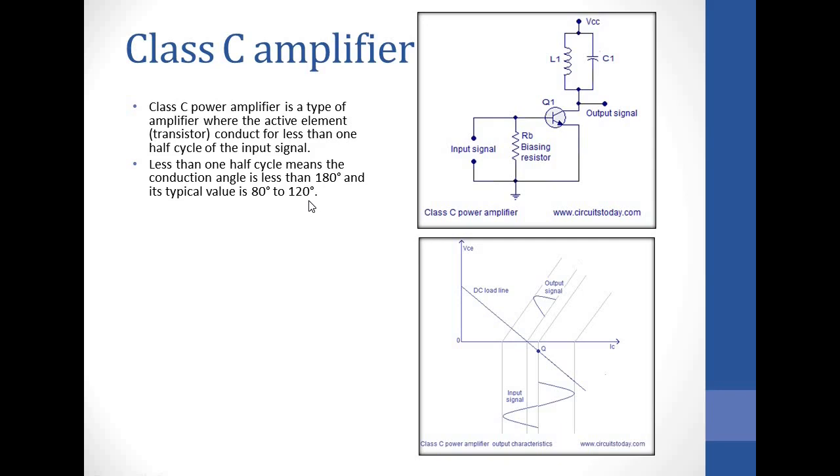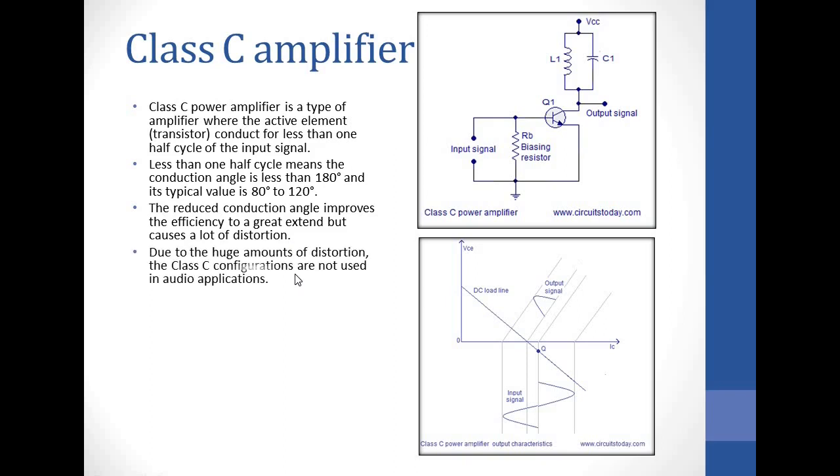Because of the amount of time that the transistor is off, it means that most of the time it's actually off. Hence, we've got low heat dissipation through the transistor, meaning low power loss and very high efficiency. The reduced conduction angle improves the efficiency, but causes great distortion. Due to that, class C cannot be used for audio frequencies.